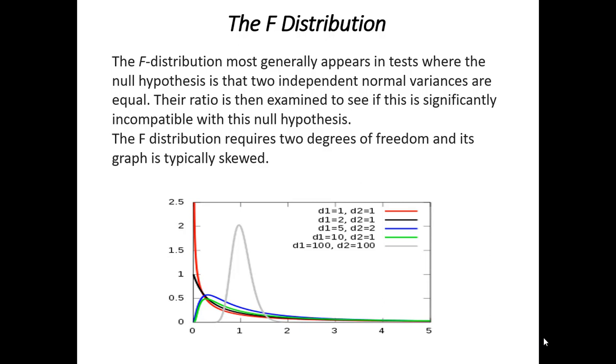Now, something that makes the F distribution a little different is that this requires 2 degrees of freedom, and typically the graph is skewed. You can see some different cases over here. These are your degrees of freedom. You can see when they're both 1, we get this shape over here. If one is 2 and the other is 1, we get something like this. And you can see just how these curves really change dramatically based on the degrees of freedom.